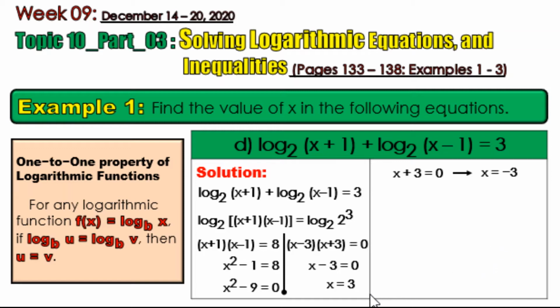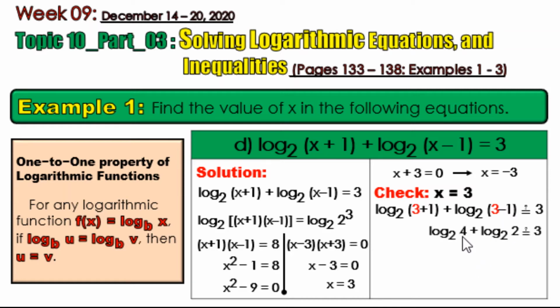So in this case, we have two values of x: positive 3 and negative 3. Let us first check if it is possible that our value of x is 3. Let us check. We substitute 3, so 3 plus 1 is 4, and 3 minus 1 is positive 2. So we have 4 and 2. Since this is addition, we can condense this as a single logarithm.